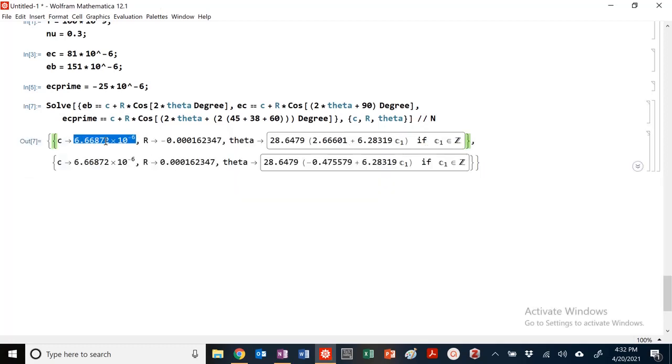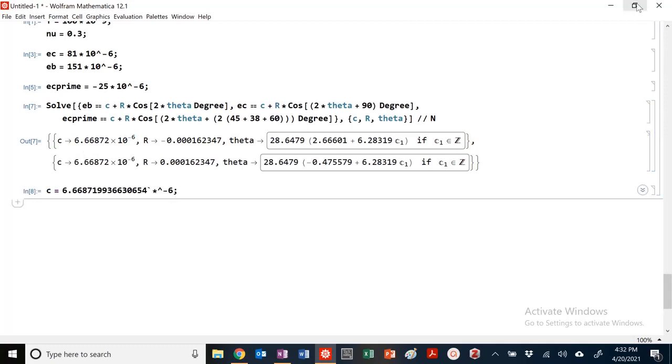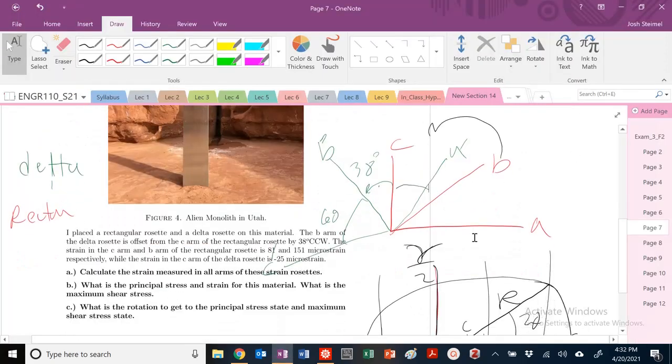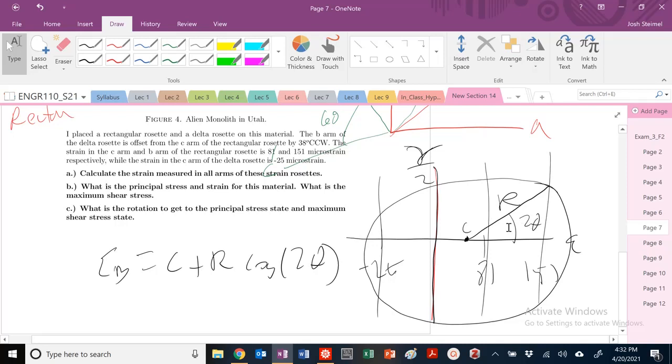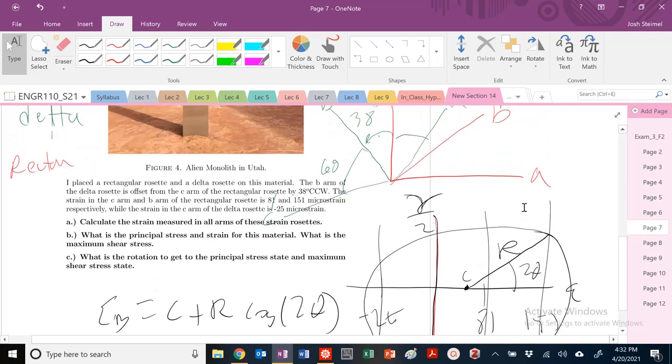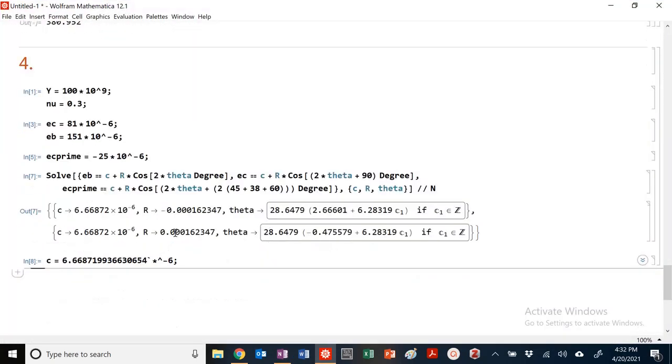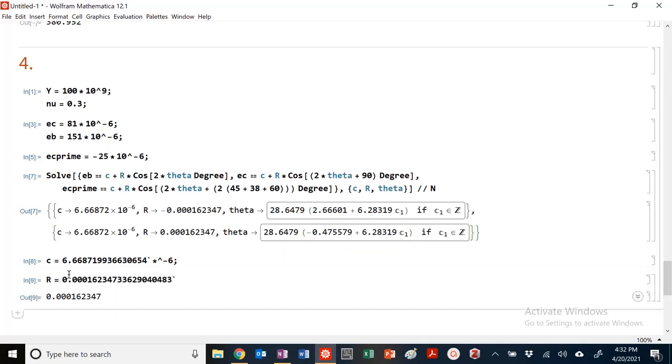So this is my center. So my center is this. So C equals this. That's strain. Now, again, this is the angle that I choose, right? The angle that I choose here, I want the center because I'm starting my reference point as my B, the 151. So I need the positive radius. So this guy. So this angle especially. So here's my R. So my R is equal to this. And then again, my theta, my angle, will just be this.